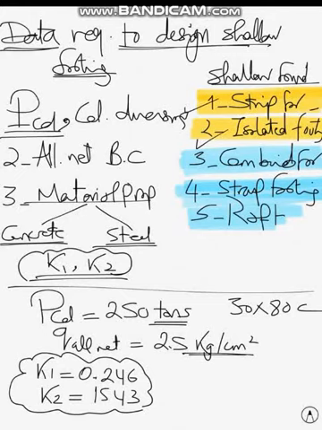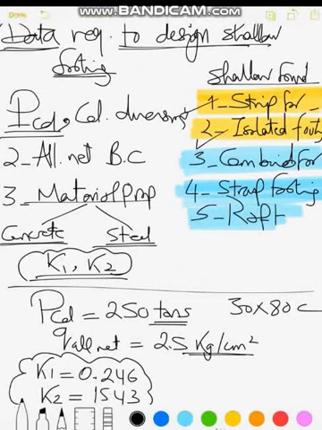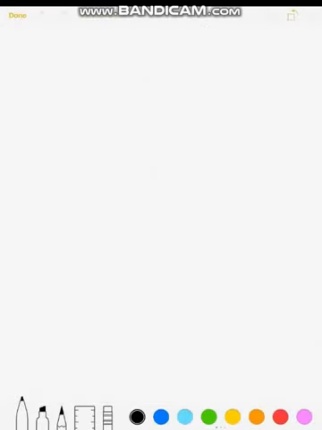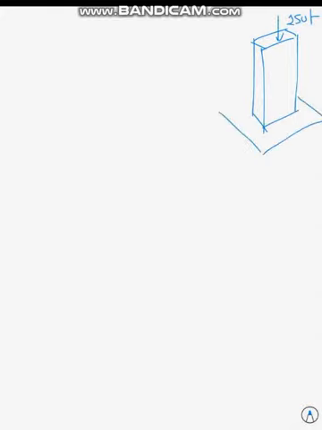It is required to construct these foundations. So first of all, I need to determine the minimum required area for this footing. I have now this column, 30 by 80 centimeters, carrying 250 tons column load from the superstructure, and this is the footing which I need to design now. Excuse me for this unorganized drawing, but it's a sketch. I hope you can follow me.